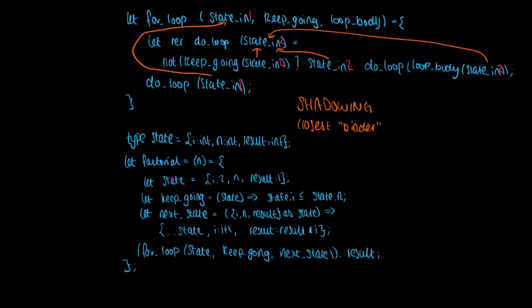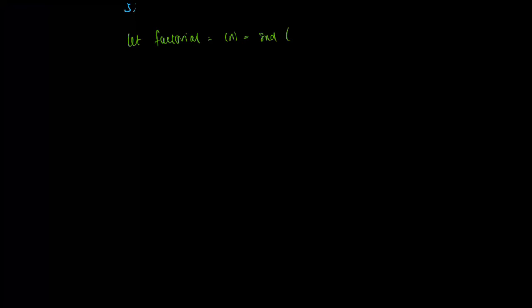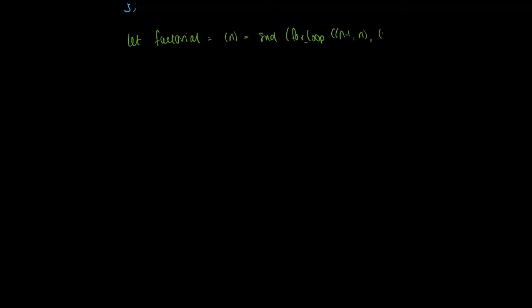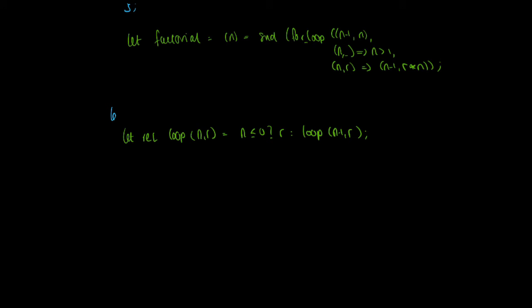We can write this even more concisely using tuples and anonymous functions. And if we expand all the for loop abstractions and then start reducing and simplifying expressions, we can get this final, very concise version of the factorial function, which is let factorial of n is equal to let rec loop of n comma r is equal to, if n is less than or equal to 0, then r, else loop of n minus 1 and r times n, all starting with loop of n and 1.